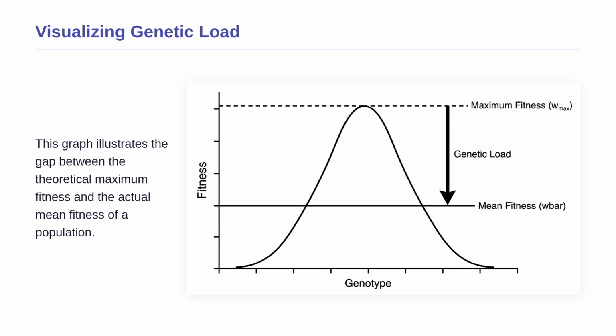However, the solid line lower down represents the actual mean fitness of the population, or W bar. The bold downward arrow connecting the maximum fitness to the mean fitness is the genetic load. It visually represents the evolutionary burden, showing exactly how far the population falls short of absolute perfection due to imperfect genetic variation.